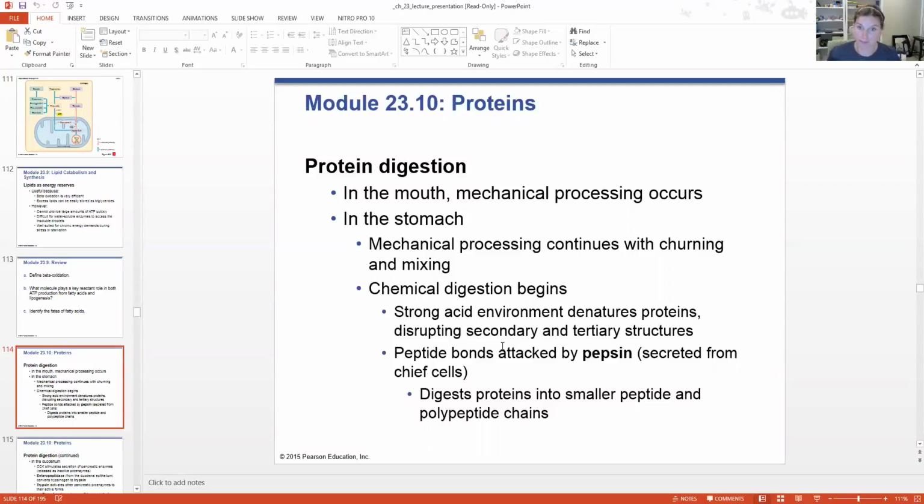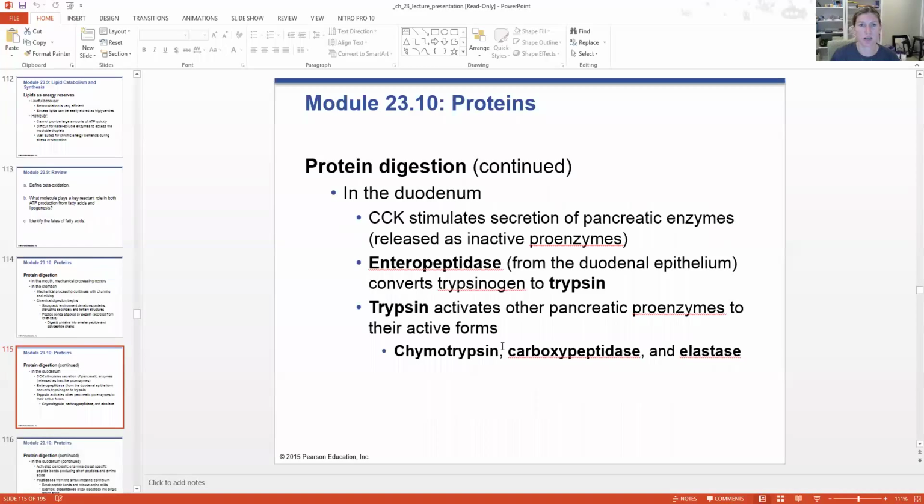So in the mouth, it's just mechanical processing that's occurring with mixing and churning. There's no chemical digestion in the mouth. It just begins in the stomach when pepsinogen is activated by HCl to form the enzyme pepsin. Pepsin will then begin digesting our proteins into smaller peptide and polypeptide chains. The strong acidity of the stomach is also going to help to denature some of those hydrogen bonds.